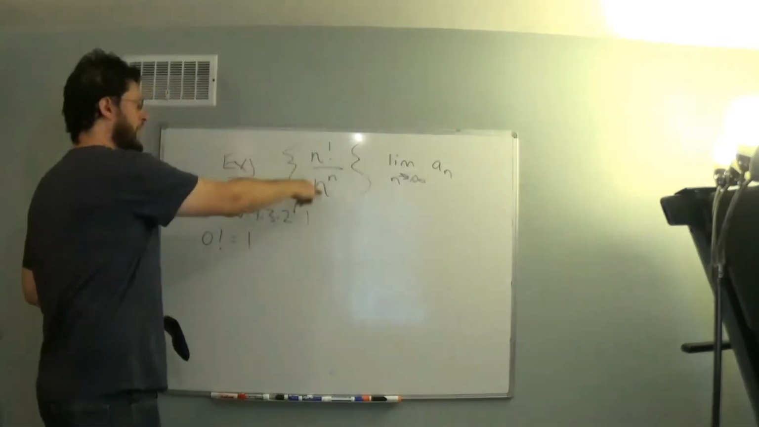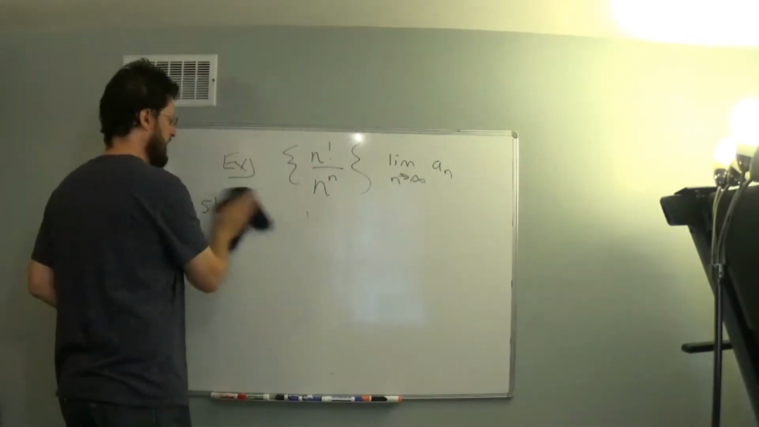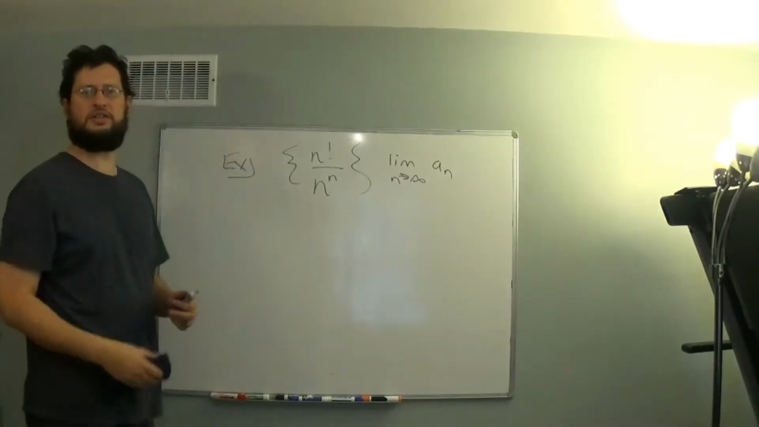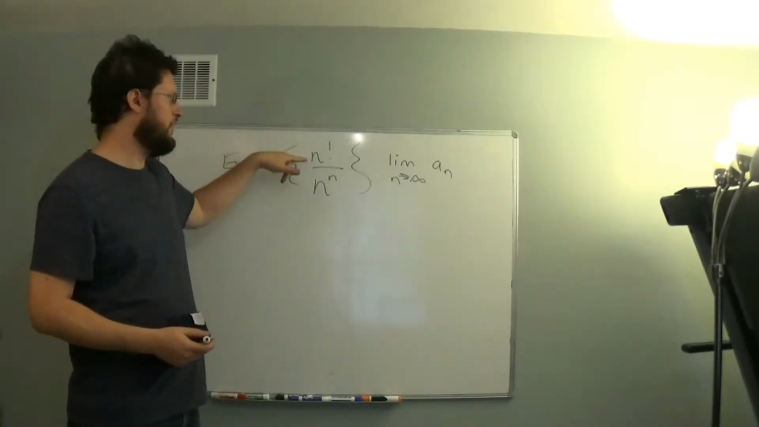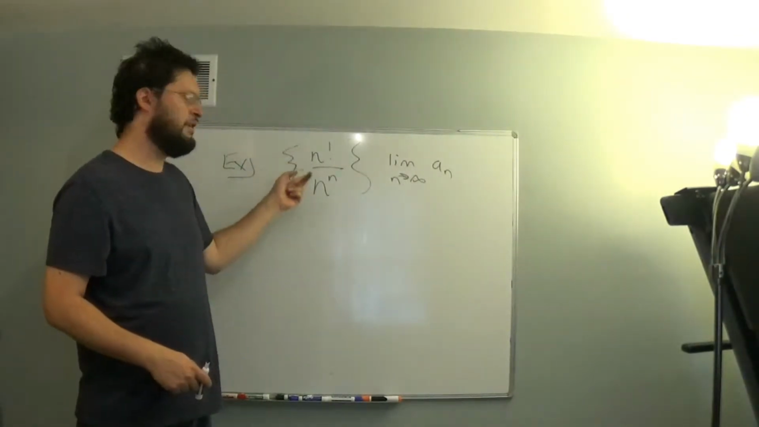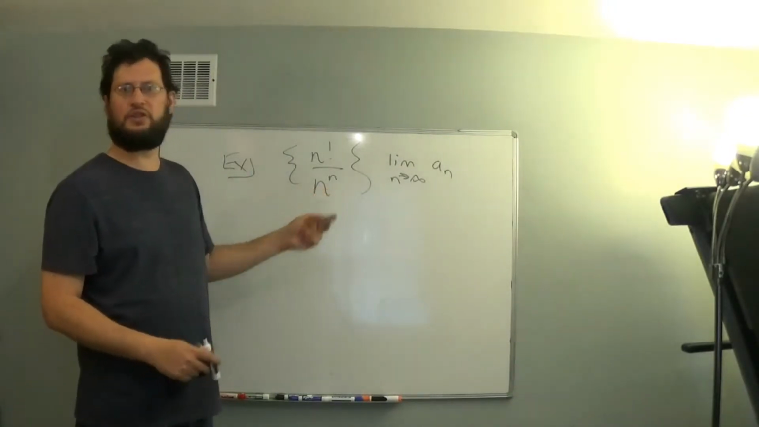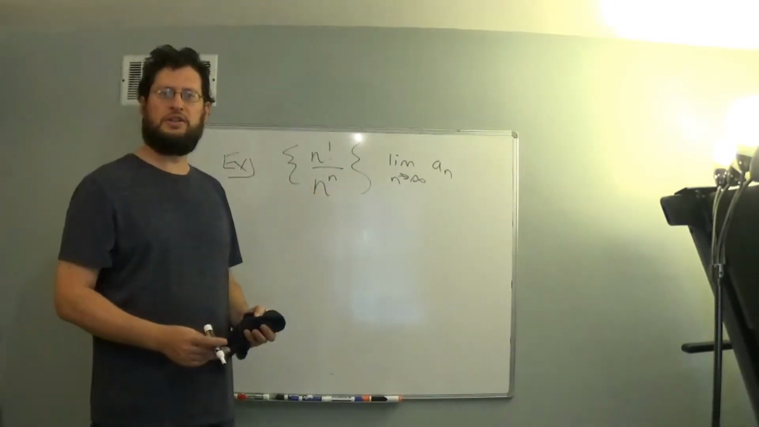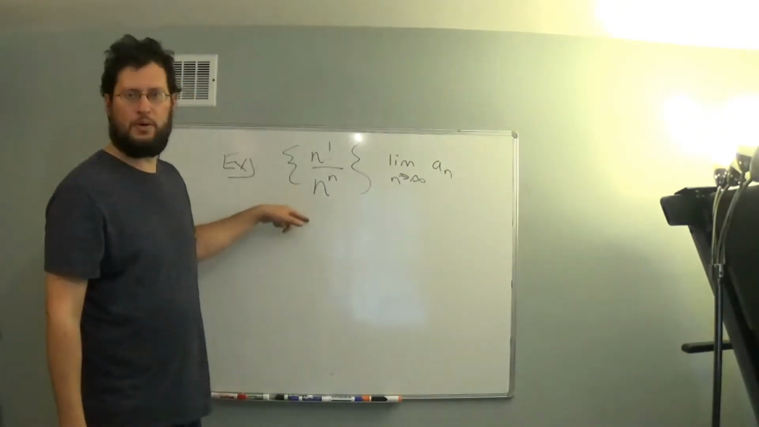Now, what's happening here? How are we comparing n factorial and n to the n? Essentially, I'm asking which one is stronger. They're both going to infinity. N factorial goes to infinity: 5 factorial, then 6 factorial, then 7 factorial. They're getting bigger and bigger. 5 to the 5, 6 to the 6, 7 to the 7. That's also getting bigger. The question is, which one wins? Which one gets bigger faster to overpower the other?